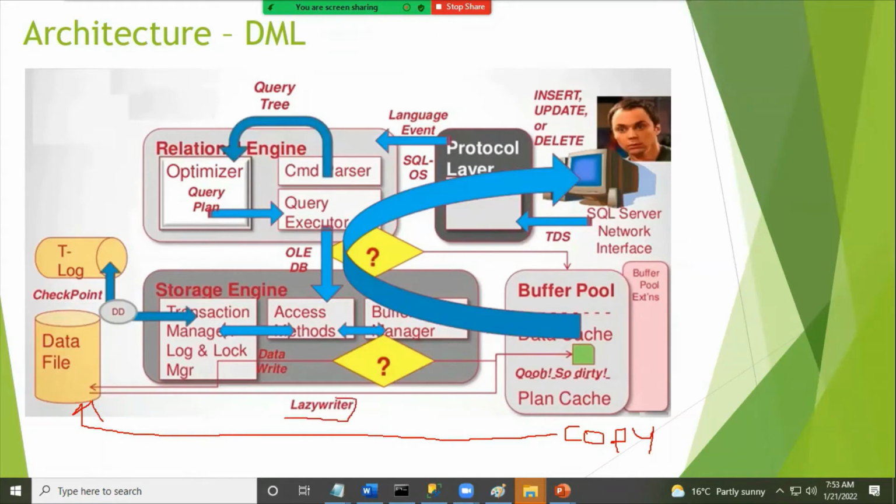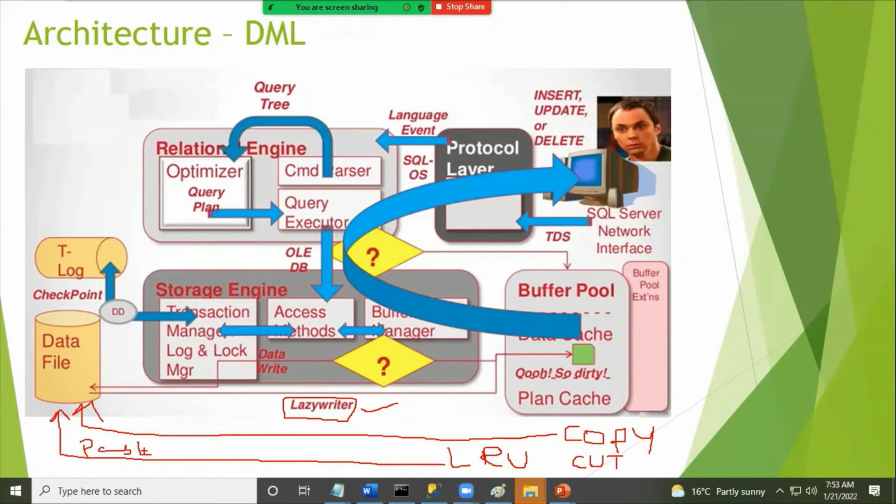So what is lazy writer? What does lazy writer do? If there is any memory pressure, it will check, following an algorithm, the LRU algorithm, the least recently used algorithm. It flushes or removes pages. In other words, you can consider this as a cut and paste into the data file.